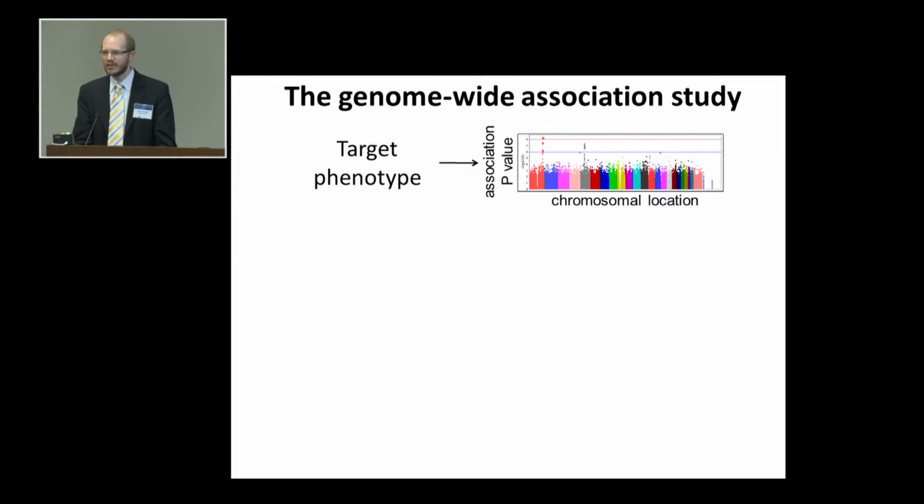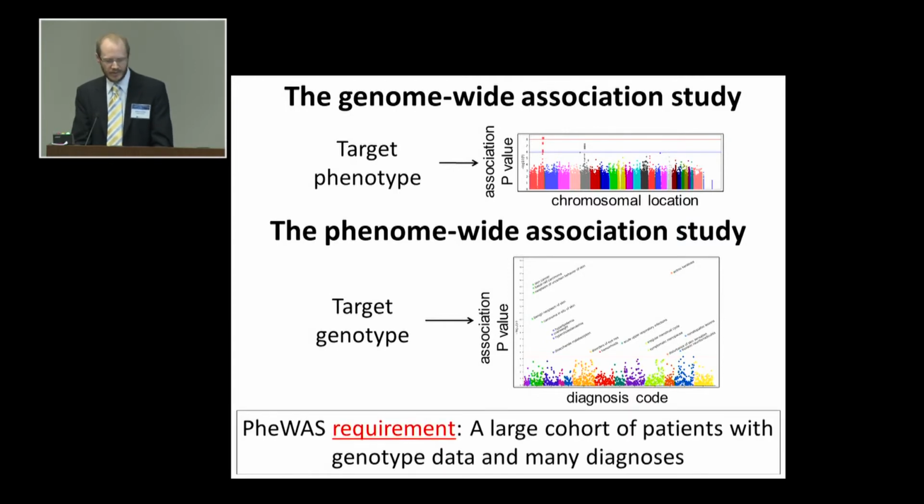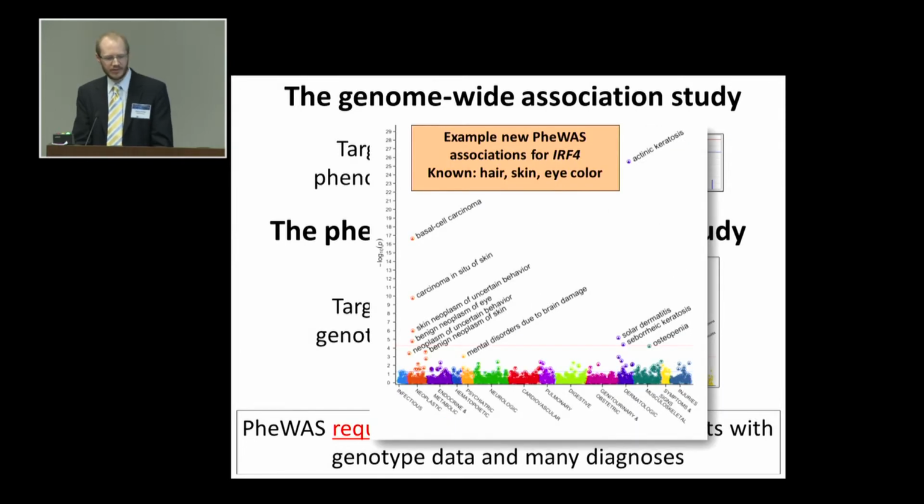One potential you have with electronic medical records, as well as other richly phenotyped cohorts, is the possibility of doing the inverse experiment, or phenome-wide association studies, where you look at a given genetic locus and look at all the phenotypes that could be associated with it. One requirement of that is to have richly phenotyped sets. That's available in EHRs. It's also available in other large observational cohorts that robustly assess phenotypes.